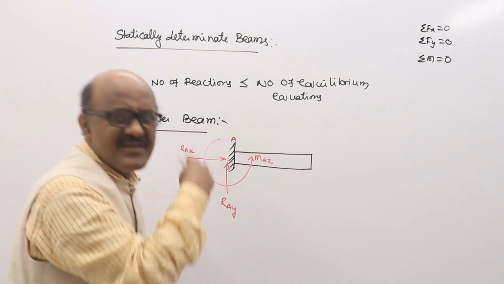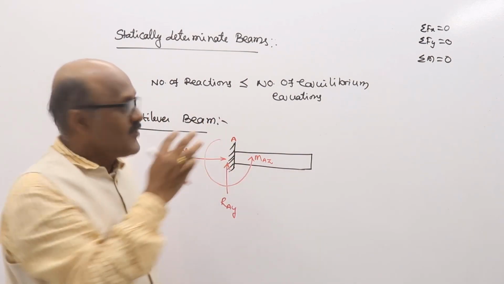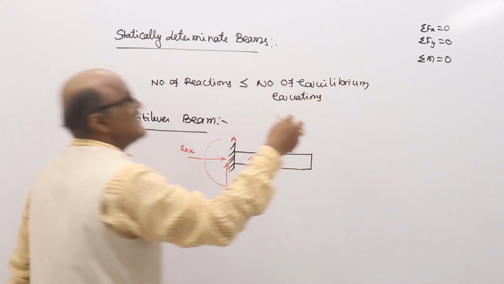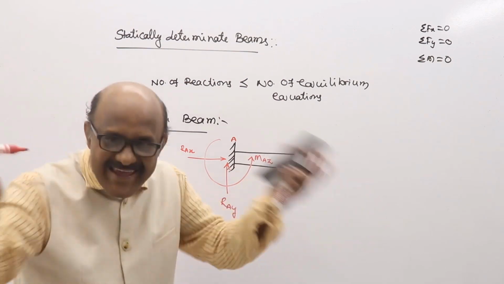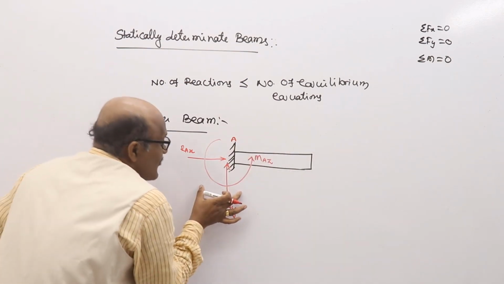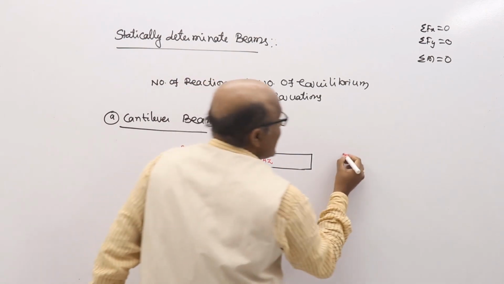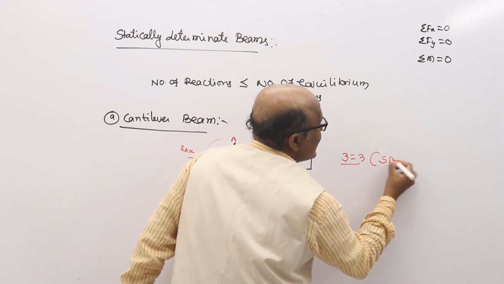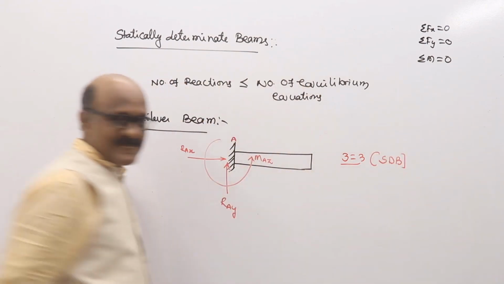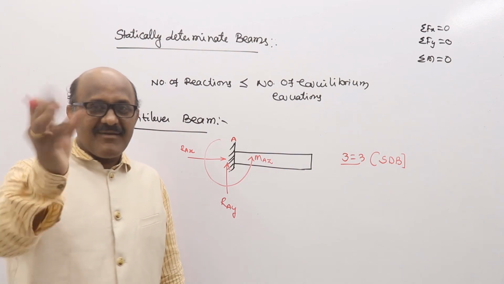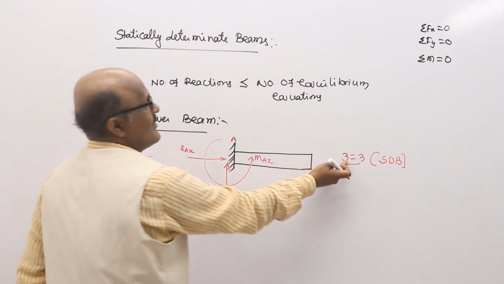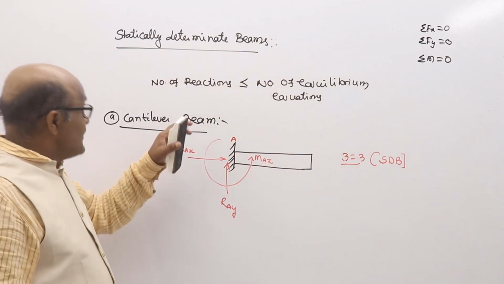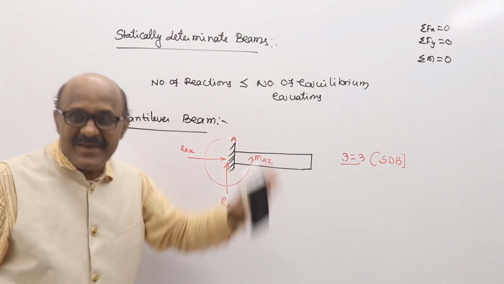It is 2-dimensional only, my dear students. So number of reactions 3, number of equilibrium equations 3. 3 is equal to 3. So this satisfies the condition. So this beam is a statically determinate beam, my dear students. Yes or no? Are you clear? Number of reactions 3, number of equilibrium equations 3. 3 is equal to 3. So this beam is a statically determinate beam.